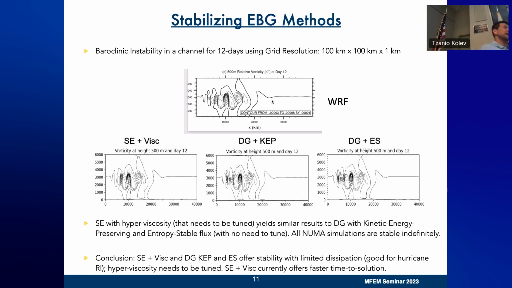the WRF model, as I told you before, has a lot of dissipation. That's why it's not able to capture this rapid intensification so well. And so the spectral element with the viscosity is more or less our way of mimicking that. We wanted to show that we can get a result that's similar to WRF. But the problem with viscosity, right? This is artificial. You have to tune it. And it's not pretty, right?